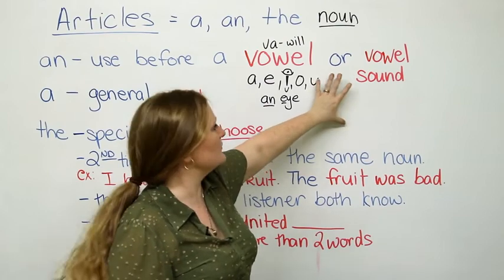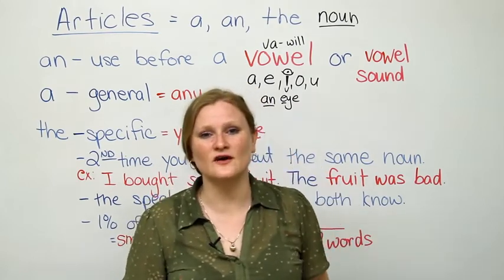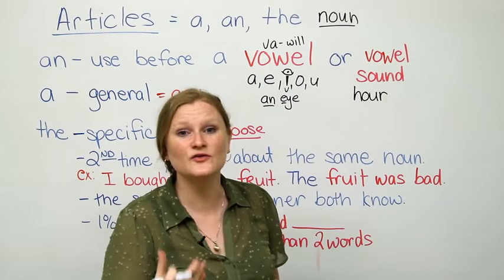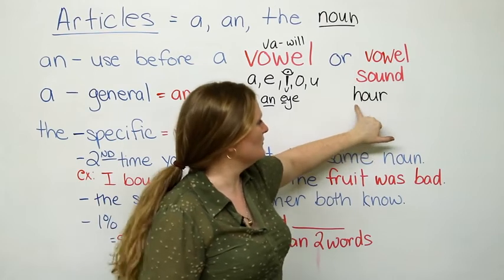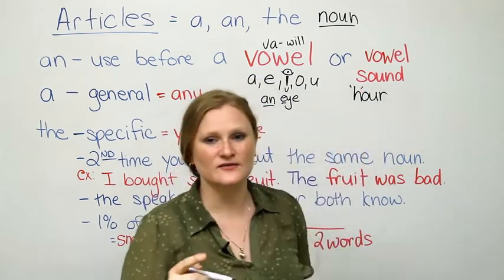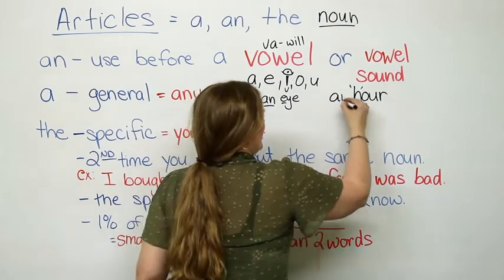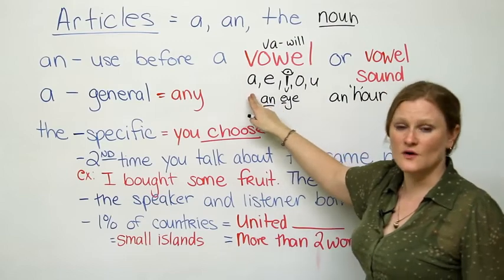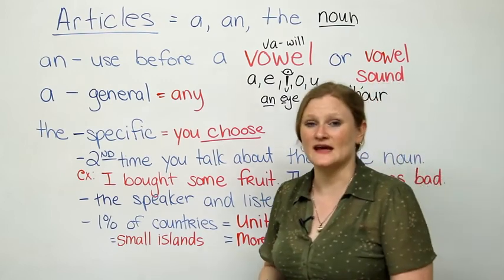Or, if the word begins with a vowel sound, what is a vowel sound, Ronnie? A vowel sound is usually the letter H. For example, the word hour. We do not even say the H. It sounds like we're saying our. So, because this word hour sounds like a vowel, because the H is silent, we have to say an hour. Okay, you got it? You with me? An hour. So, an we use before a vowel or before a vowel sound. Usually a noun that begins with an H.